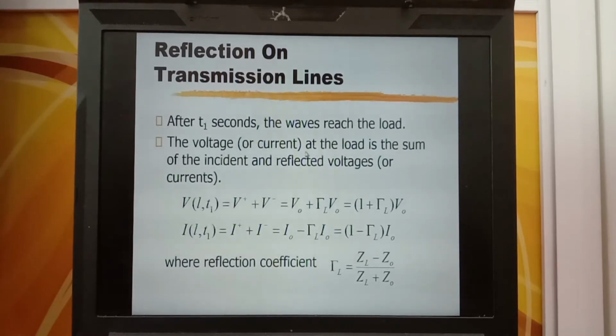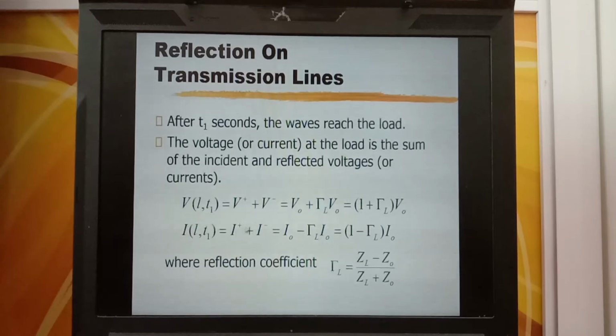The voltage at the load is the sum of the incident and reflected voltages. The voltage at the distance z equals l at time t1 is given by V plus V minus, where V minus is the reflected voltage given by rho L times V0, where rho L is the reflection coefficient at the load. That gives us 1 plus rho L times V0.